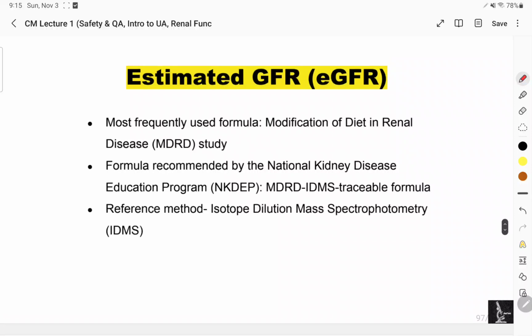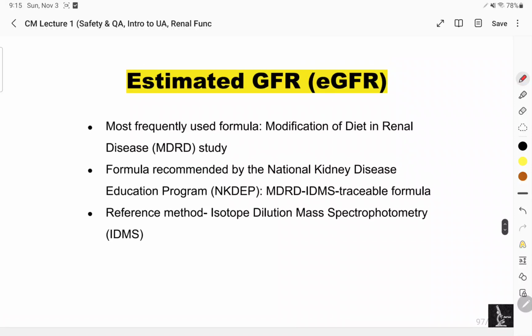Next, estimated GFR. Nowadays, the estimated GFR is what is used. This is the most frequently used formula, the Modification of Diet in Renal Disease, or the MDRD study. It is the most frequently used formula if you want to get the estimated GFR. And this is the formula recommended by the National Kidney Disease Education Program, the NKDEP. The formula recommended is the MDRD IDMS traceable formula.